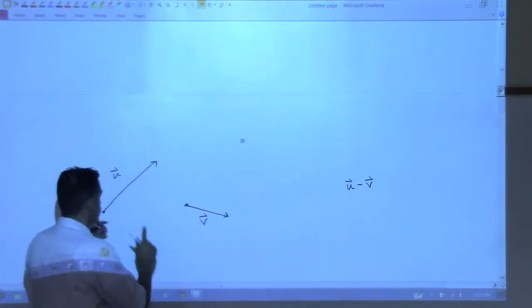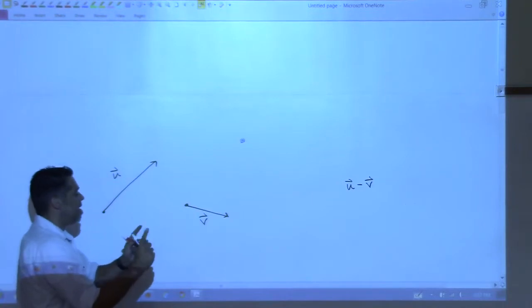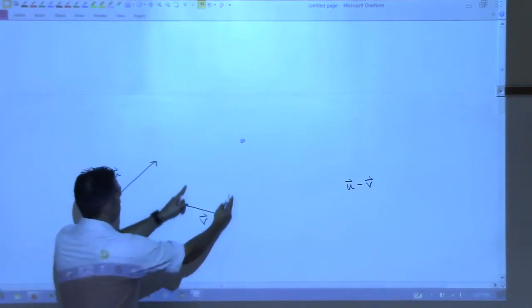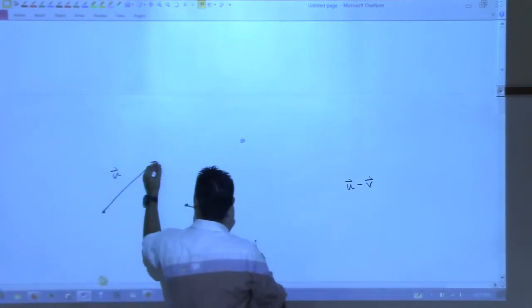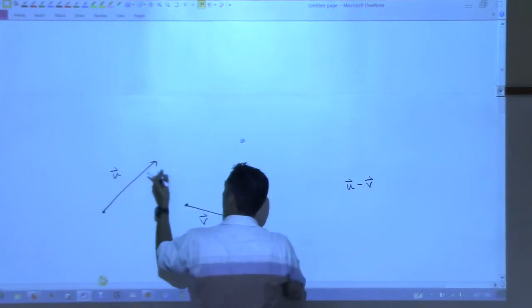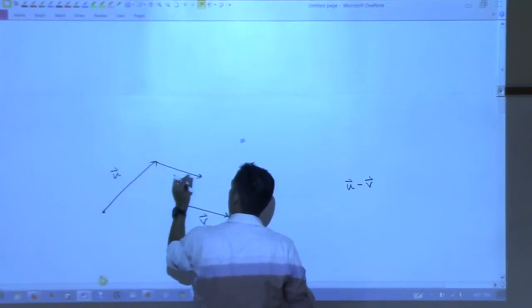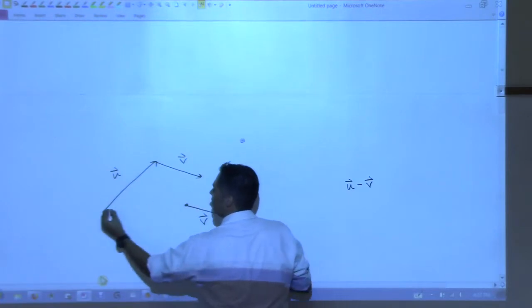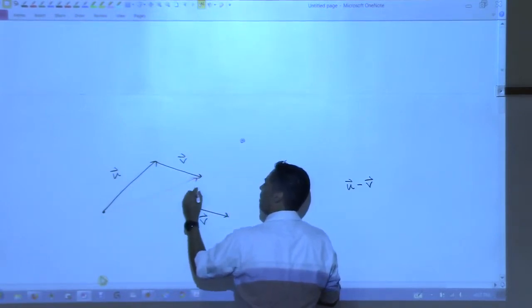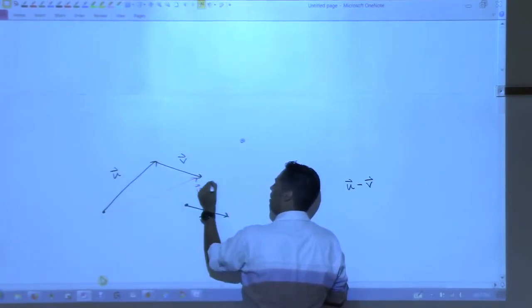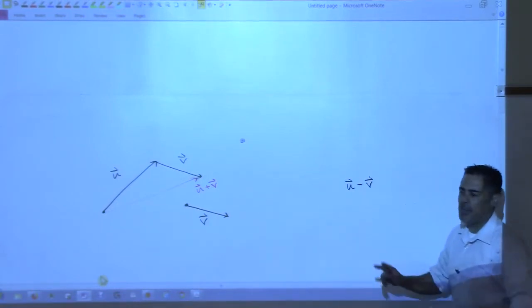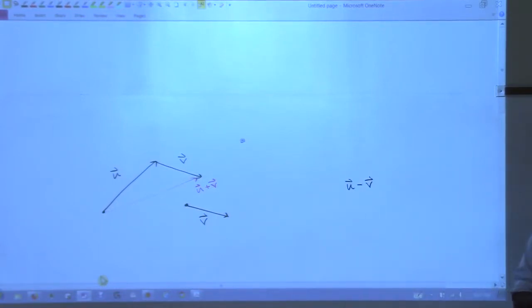Before we do that, let's do our standard. If we added them, then we would just go up and over. So that would be my v. And then this vector right here would be u plus v, right? That's if we added them. That's not what we're looking for. So the suggestion here is we put them tail to tail. And see what happens.